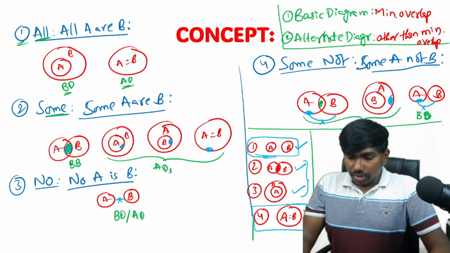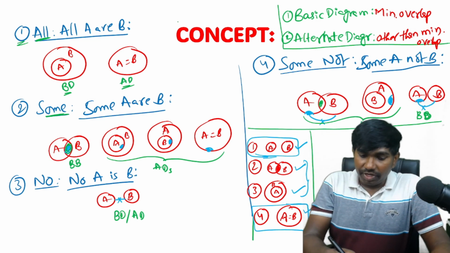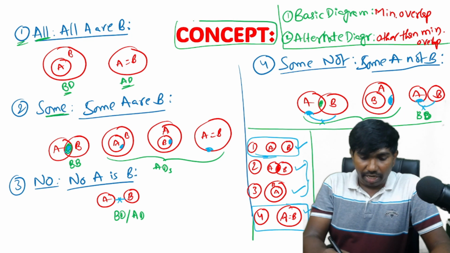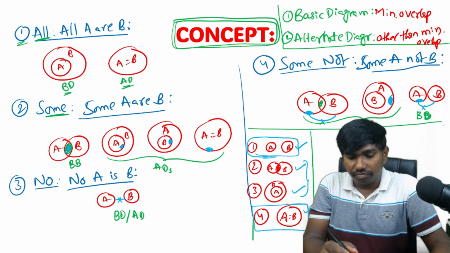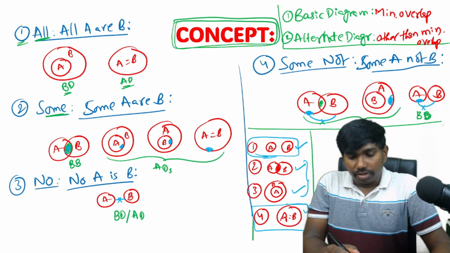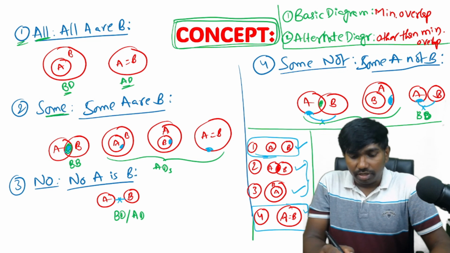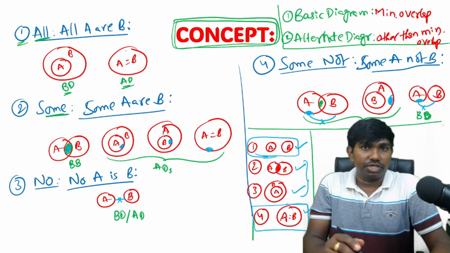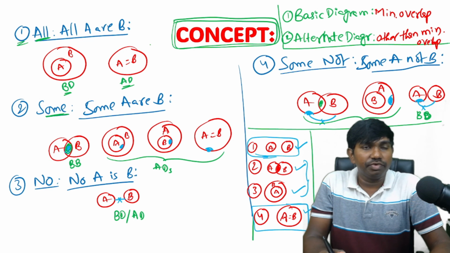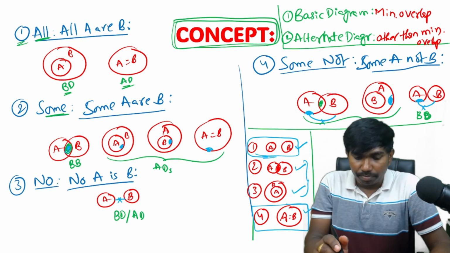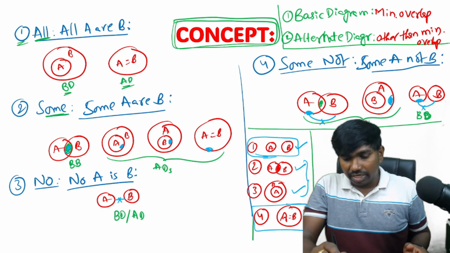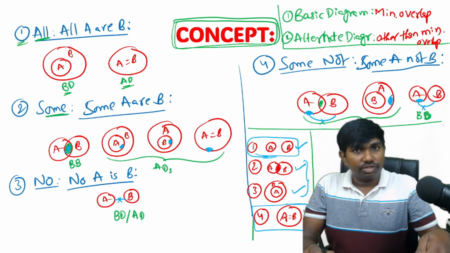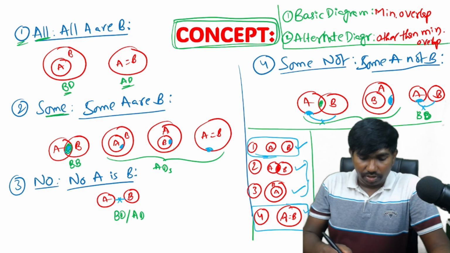So for each and every question we have to draw only the basic diagram. We don't need to draw alternate diagrams. We should extend our analysis to an alternate diagram only when the situation comes. Otherwise we can decide the answer with the basic diagram itself. So let us go to the questions, and before going to the questions, let me do the questions in the next class. See this concept twice or thrice.